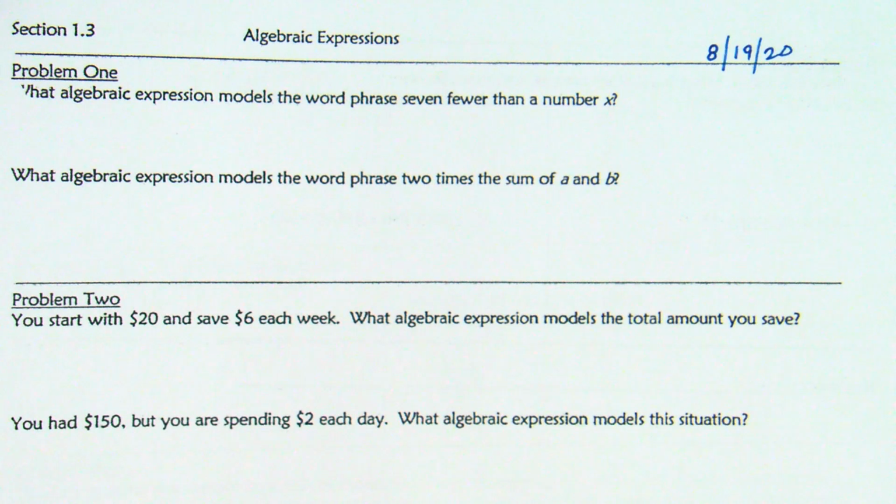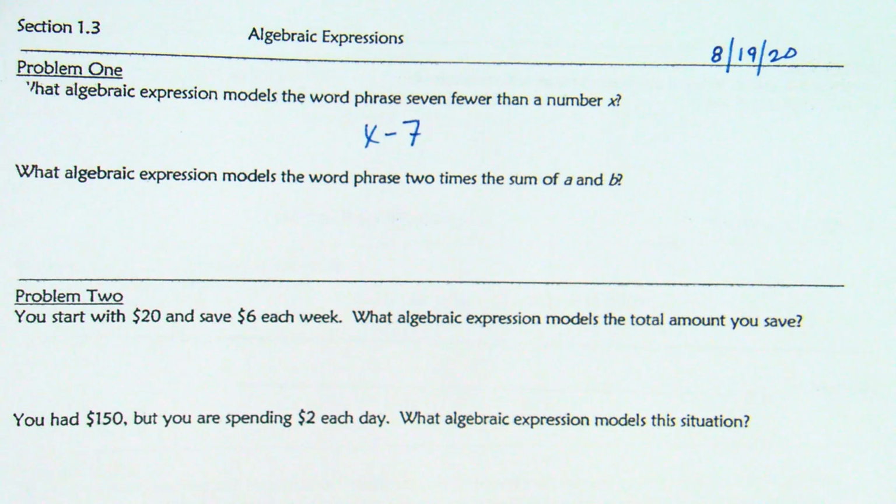So example 1, leading right into that, what algebraic expression models the word phrase 7 fewer than a number x? Thoughts on what we would do here? An algebraic expression that models the word phrase 7 fewer than a number x. Jameson? Okay. Fewer means subtraction, so how can we write this then? Okay, he says x minus 7.